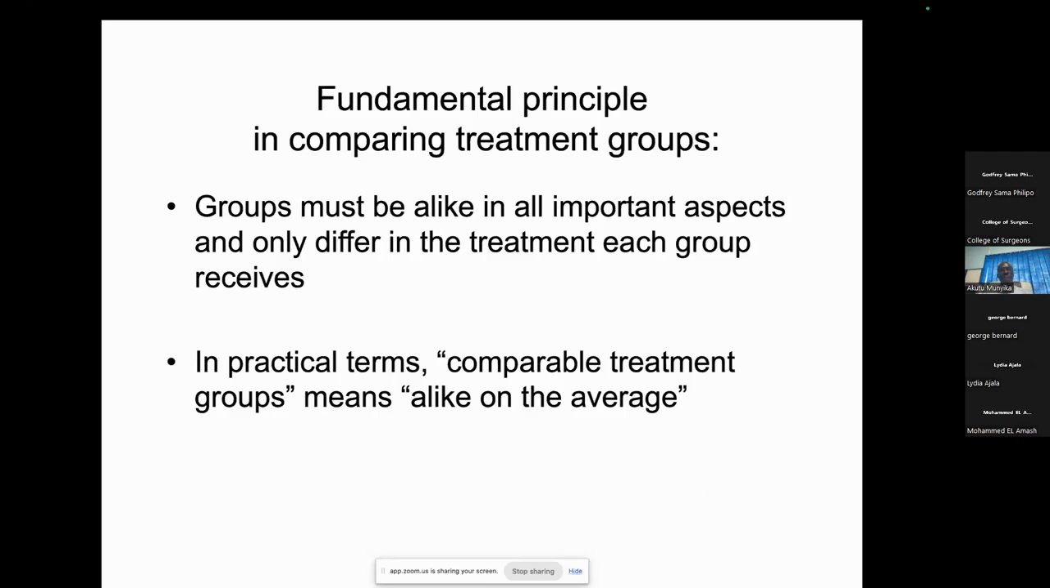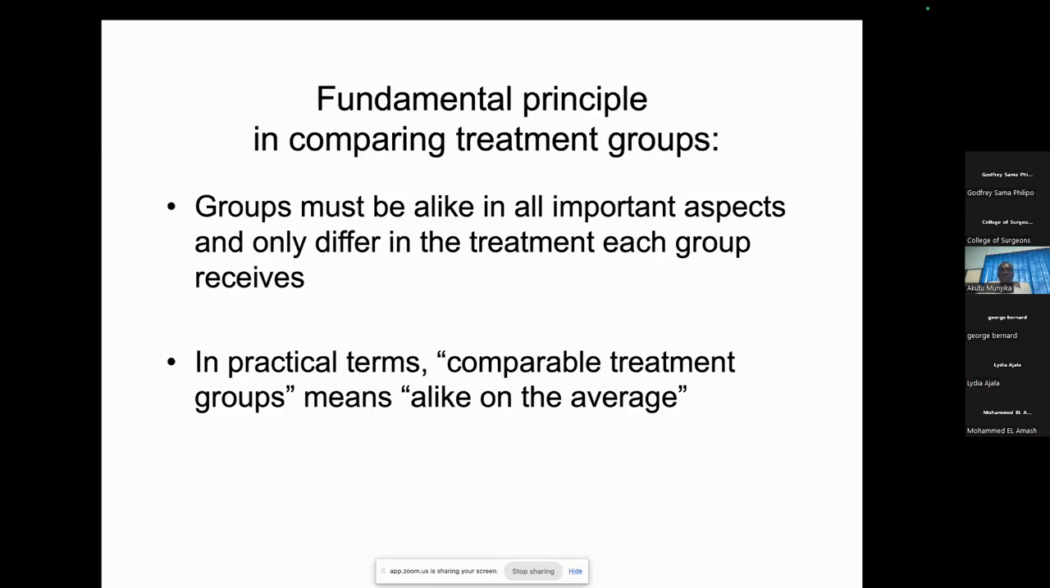So the fundamental principle in comparing treatment groups is that groups must be alike in all important aspects, and the only difference should be in the treatment. To minimize bias and variability, we have to make sure that the two groups being compared, whether it's a treatment option or a procedure compared to a used or known procedure, are as alike as possible so that we can minimize the effect of bias and variability.